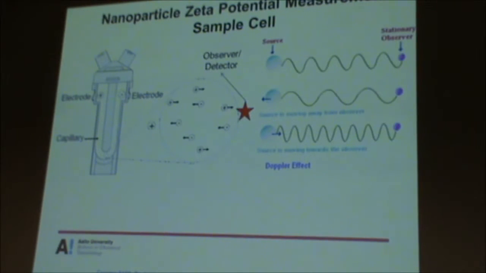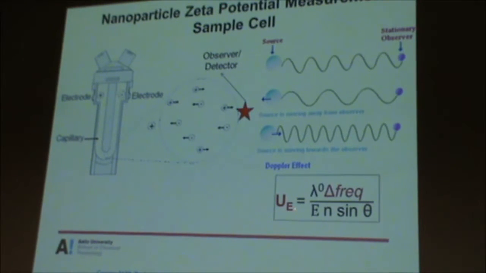Now all that you need to do, when you apply voltage, is study the scattered light. Because of the Doppler shift, you can tell whether the particles are moving towards the cathode or the anode, and depending on how fast they are moving, you can determine the zeta potential. From the Doppler shift, you get the delta frequency. From that you get the electrophoretic mobility, and then you plug it into this equation to get the zeta potential.